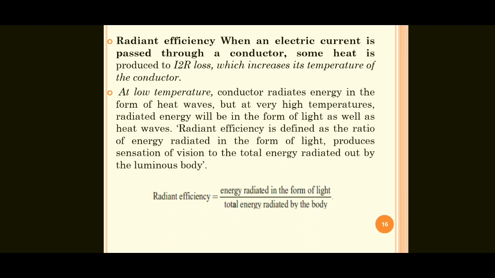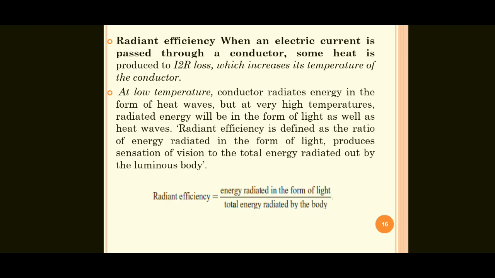At low temperature, the conductor radiates energy in the form of heat waves, but at very high temperatures the radiated energy will be in the form of light as well as heat waves. Radiant efficiency is defined as the ratio of energy radiated in the form of light, which produces the sensation of vision, to the total energy radiated out by the luminous body.